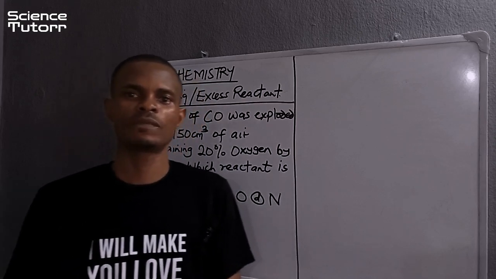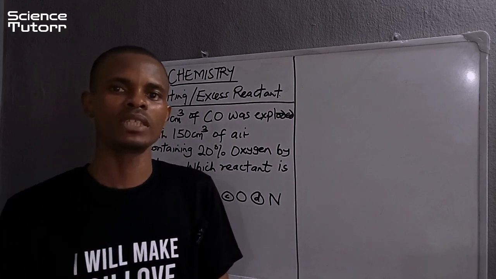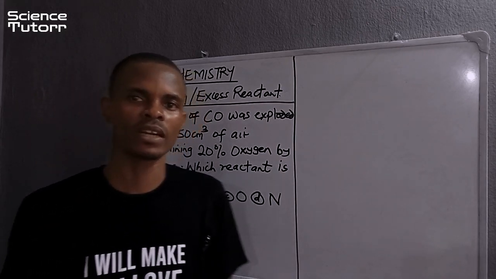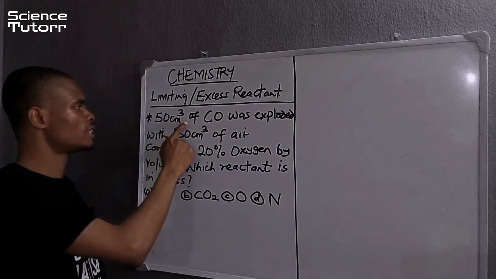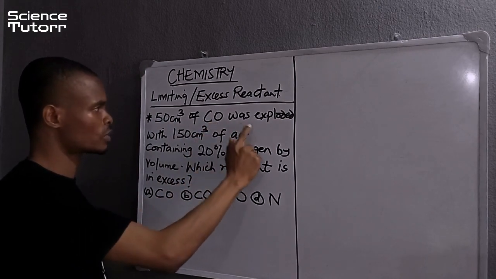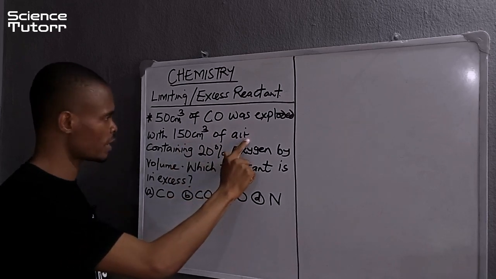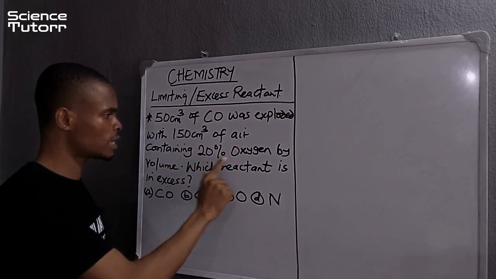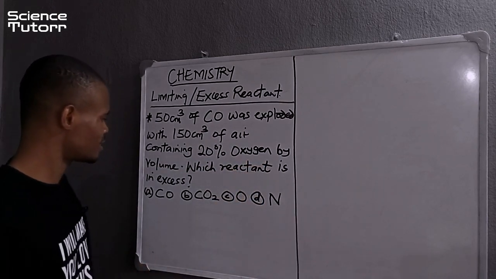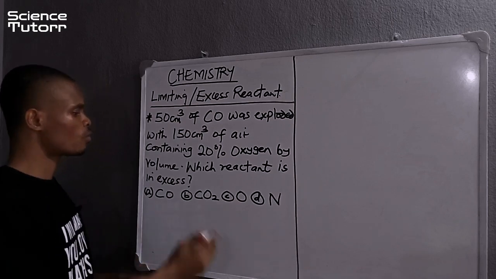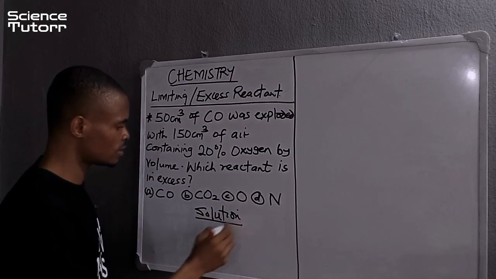Hello friends, in this video we shall be identifying the excess and limiting reactant in a given chemical reaction. As we have on the board, we have a question. It says 50 cm³ of carbon monoxide was exploded with 150 cm³ of air containing 20% oxygen and hydrogen. Which reactant is in excess? The given options. Now, in solving a problem like this, let's get on to the solution.